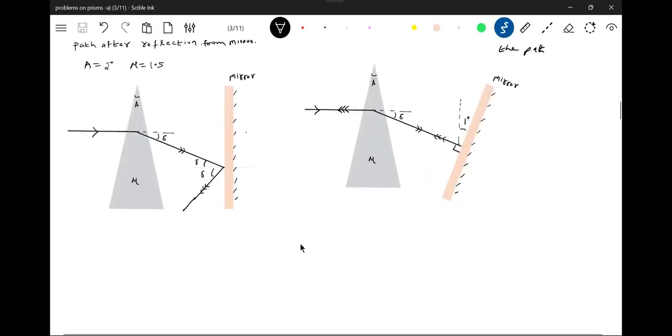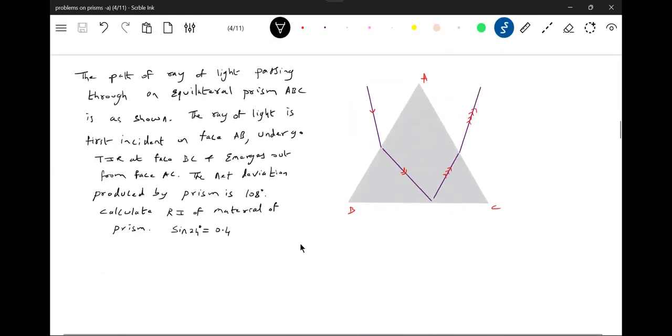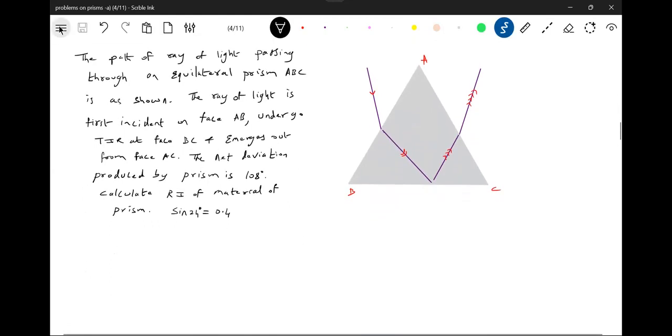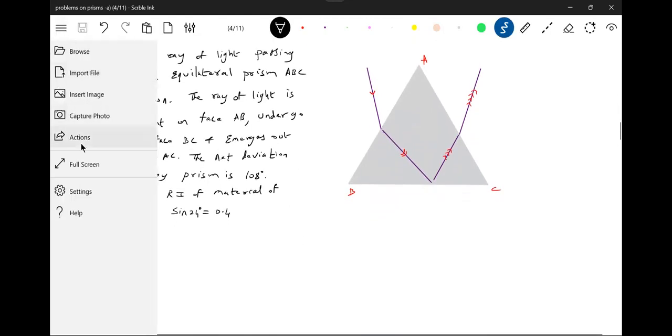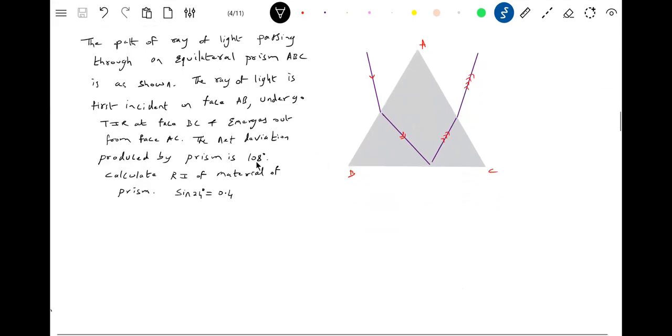Small angle prism. That's why we are using that particular formula. Yeah. Next problem.